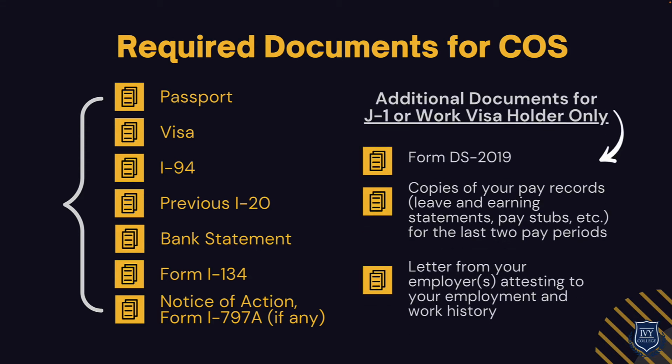For J-1 or work visa holders, there are some additional documents you are required to submit. A Form DS 2019, copies of your pay records such as leave and earning statements, pay stubs, etc. for the last 2 pay periods. And a letter from your employers attesting to your employment and work history.